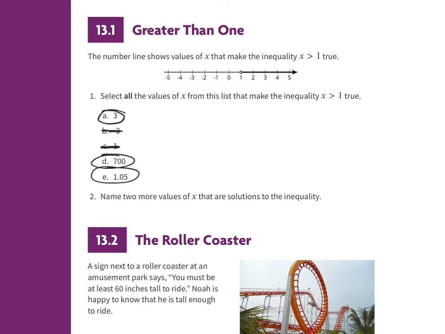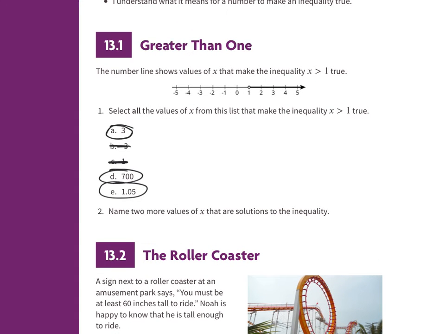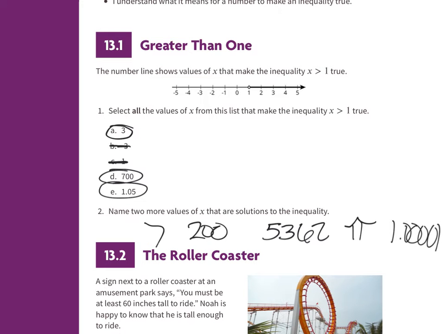Okay. Name 2 more values of x that are solutions to the inequality. In other words, name 2 more values of x that are greater than 1. So go ahead and hit pause, write 2 numbers that are greater than 1, and then we'll keep going. All right, hopefully you came up with 2 more values. They can be pretty much anything. 7, 200, 5,362, pi, 1.00001. Okay, any number bigger than 1 would work.